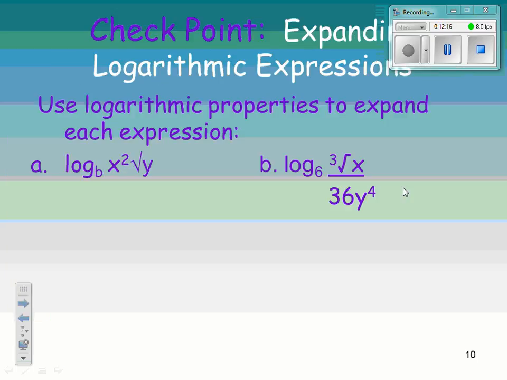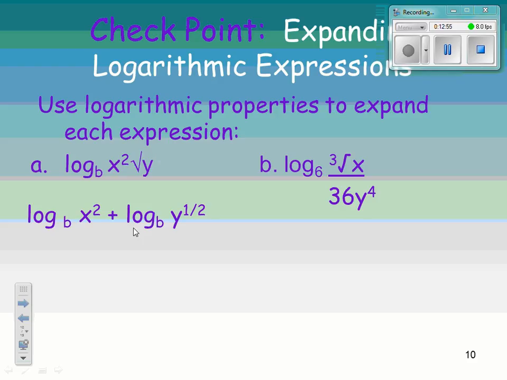Okay, using our properties, let's expand each expression. All right, in letter A, I've got a few things going on. In letter A, I've got x squared, and I have square root of y. Now, we said one thing about square roots of y. We could rewrite that as y to the what? We could rewrite that as y to the 1/2. Now, if we were going to expand that, this is being multiplied here. So I have log base b of x squared plus log base b of y to the 1/2.